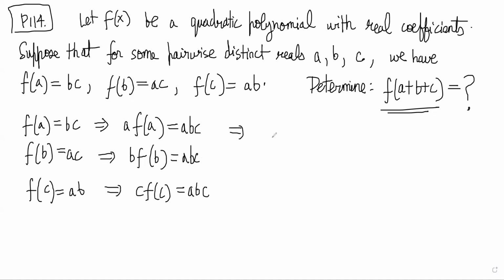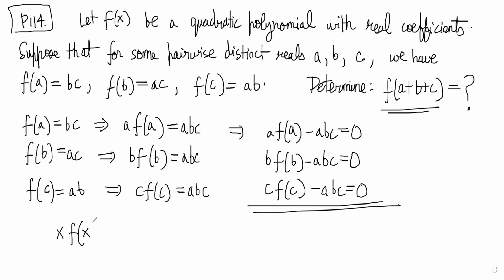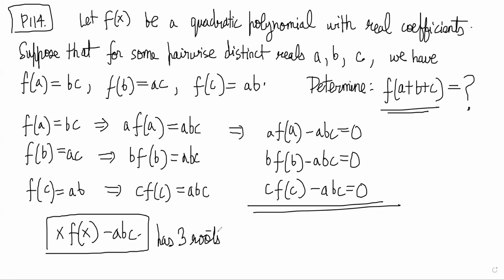So this implies that A f of A minus ABC is 0, and similarly B f of B minus ABC is 0, and C f of C minus ABC is 0. Which means that if I construct a new polynomial which is x f of x minus ABC, this polynomial has three roots A, B, and C, right? This is a standard approach for polynomial interpolation.